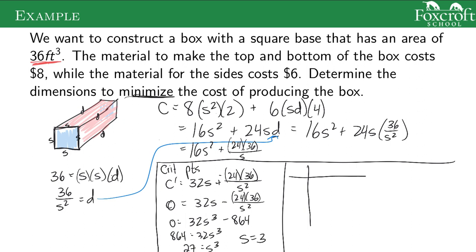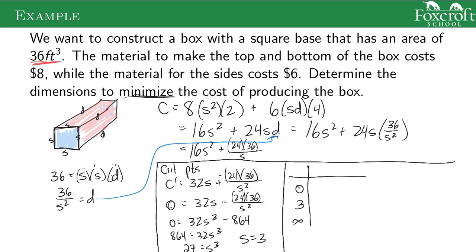All right, so now that I know my one critical point is 3, I also think about the extreme values. So what would be the extreme values here? Let's think about that for a second. Technically, we can make them as small as we want or as big as we want. If we made the sides really big, we just have to make the depth really, really small. And if we made the sides really small, we just have to make the depth really big. So for our endpoints, we'd have 0 and almost infinity, because I could just make a really, really big box that has almost no depth to it at all.